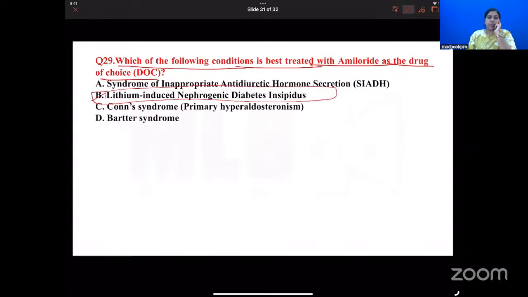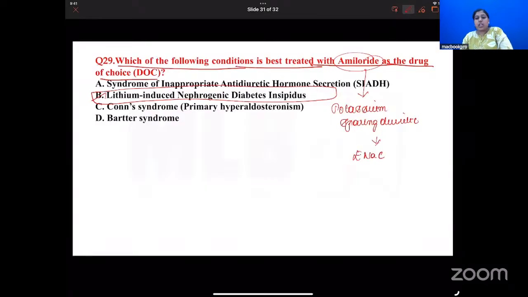Lithium-induced nephrogenic diabetes insipidus, the drug of choice is amiloride. Amiloride is a potassium-sparing diuretic drug. This potassium-sparing diuretic amiloride specifically acts on the ENaC channel, the epithelial sodium channel, and it prevents the entry of lithium via the principal cell.